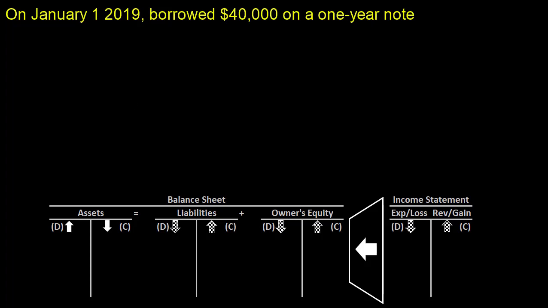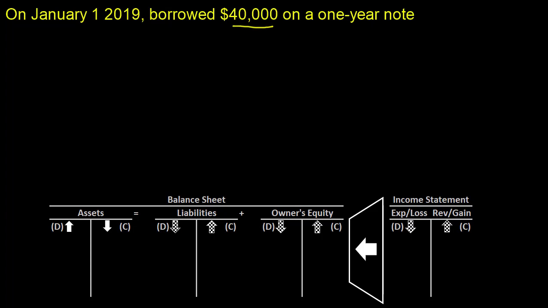So businesses often will need to get short-term funding to meet working capital requirements. And so something that's issued sometimes is called a note. You usually go get that from your bank, or you can get it from private individuals. And a note is basically a short-term loan. In this case, a company on January 1st, 2019, borrowed 40,000 on a 1-year note.